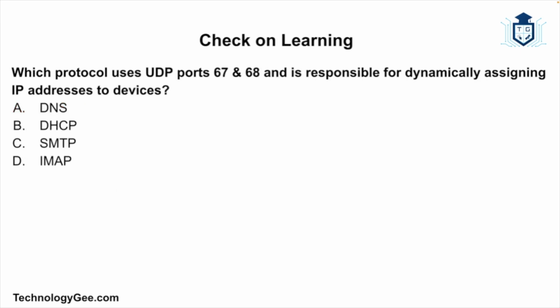All right, so our next question is, which protocol uses UDP ports 67 and 68 and is responsible for dynamically assigning IP addresses to devices? Is it DNS, DHCP, SMTP, or IMAP?